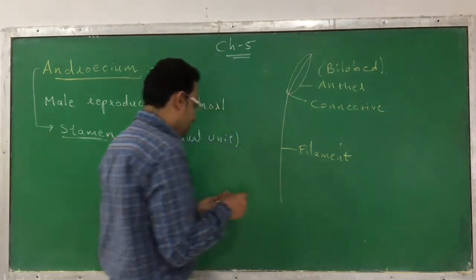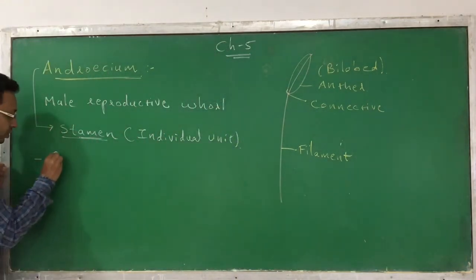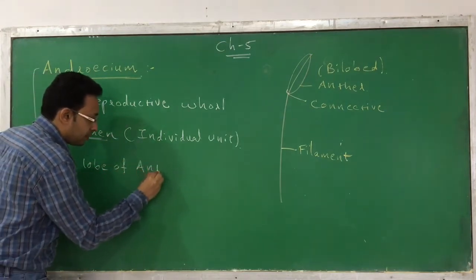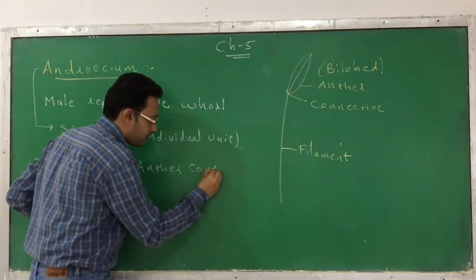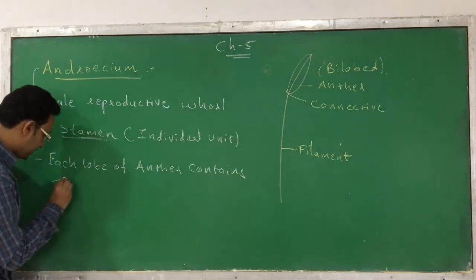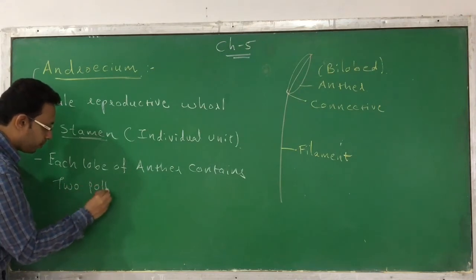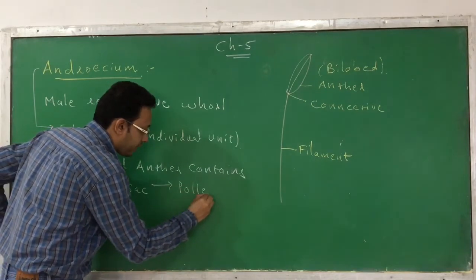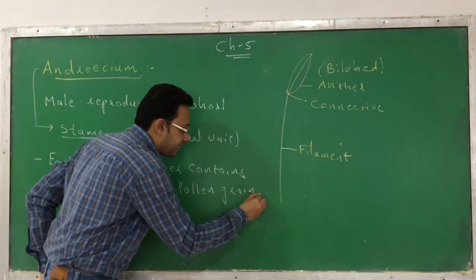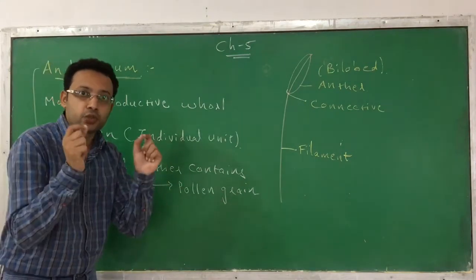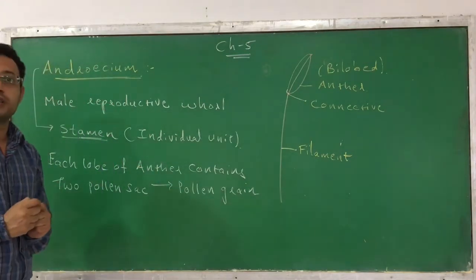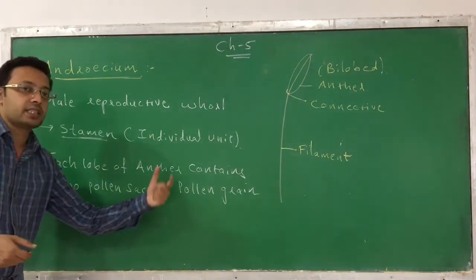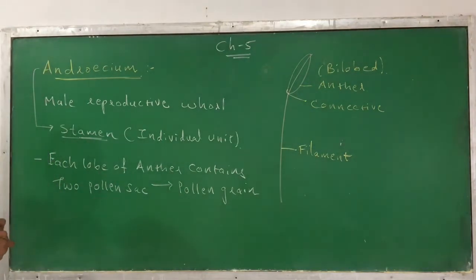So each lobe of the anther contains two pollen sacs, and this pollen sac produces the pollen grain. This pollen grain contains a male gamete. You know that in sexual reproduction the gametes are important. Without gametes, the process of sexual reproduction does not occur, and thus they are involved in sexual reproduction.